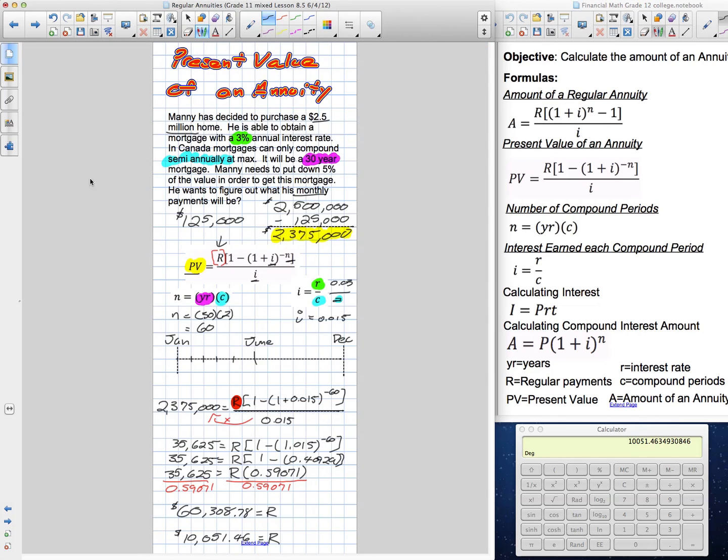So his down payment is as much as his yearly payment? His down payment is as much as his yearly payments, yes, pretty much.